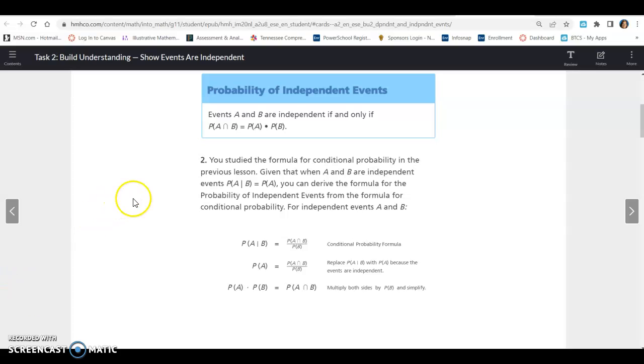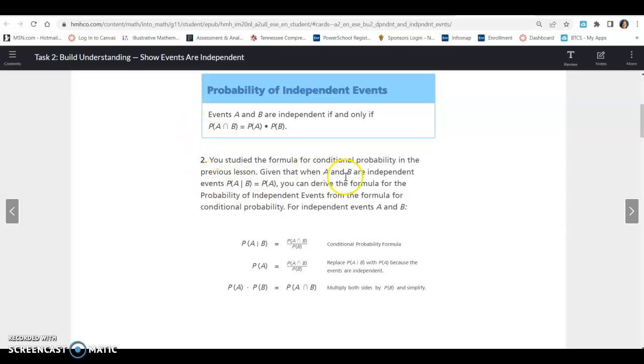If you have the probability of independent events, events A and B are independent if and only if. This is very important, if and only if. That means if one thing happens, the other has to happen. If the probability of A intersect B equals the probability of A times the probability of B. So you can multiply these together. You studied the formula for conditional probability in the previous lesson.